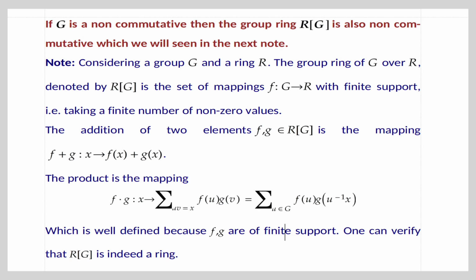The product is the mapping f dot g from x to summation over uv equal to x f of u into g of v, that is equal to summation over u belonging to G f of u into g of u inverse x, which is well defined because f and g are of finite support. One can verify that R of G is indeed a ring.